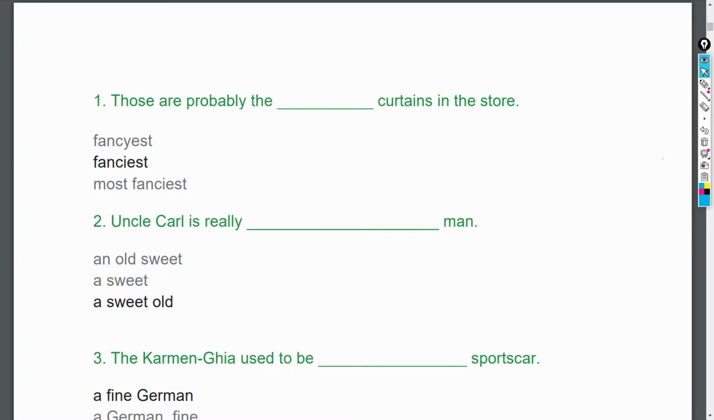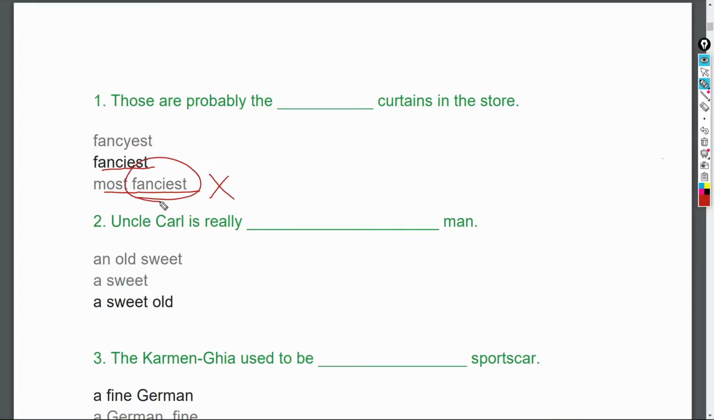Number 1. Those are probably the dash curtains in the store. Number 1, fanciest. Number 2, fancier. Number 3, most fanciest. So see, when you go for the exercise, then the rules will come to your memory. The rule will come in front of you. So here you see most fanciest, this cannot be. Fanciest is the superlative.